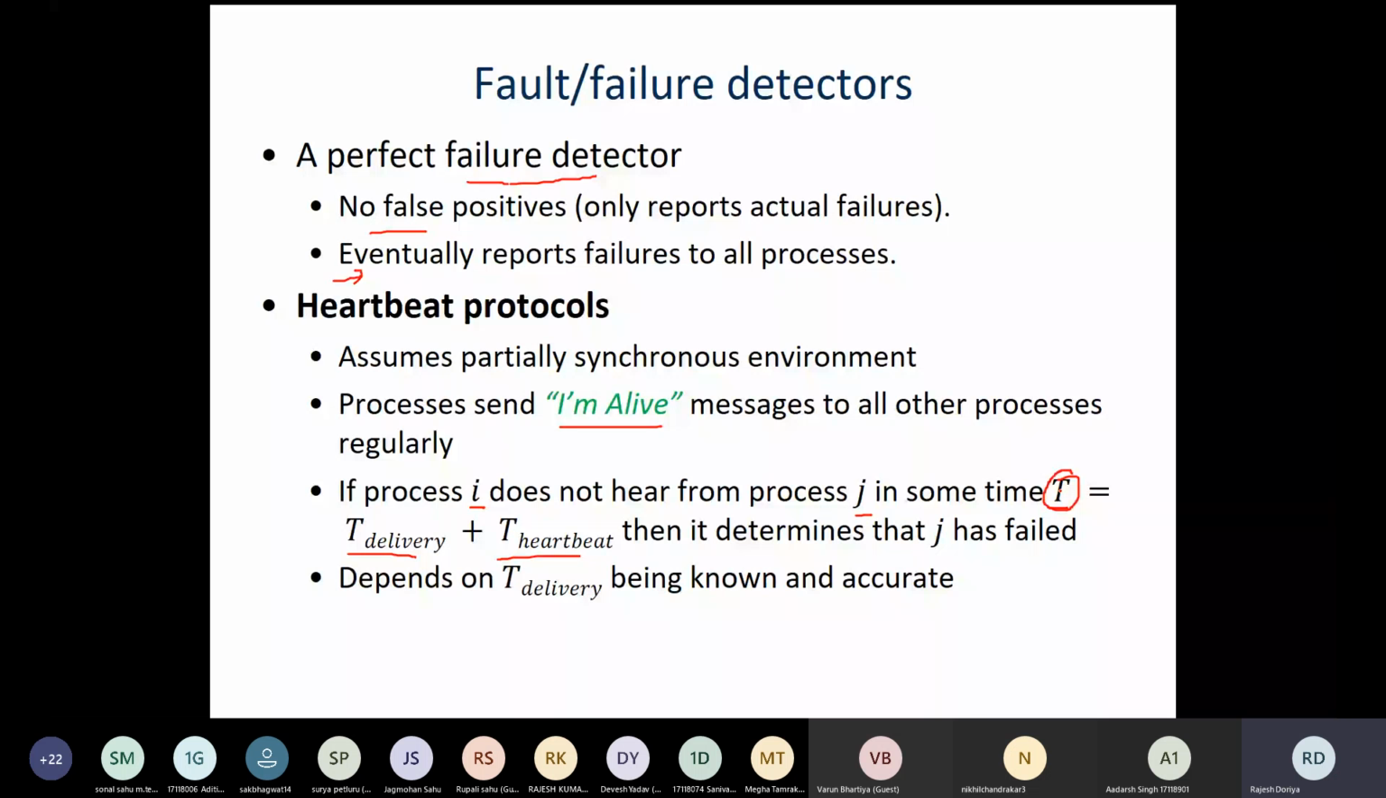So every time all those processes will be sending a heartbeat message, I am alive. And if any process observes that some of the processes have not sent this message, then it will infer that those processes have failed, or something wrong has happened with those processes. Okay, so this is a very simple protocol.